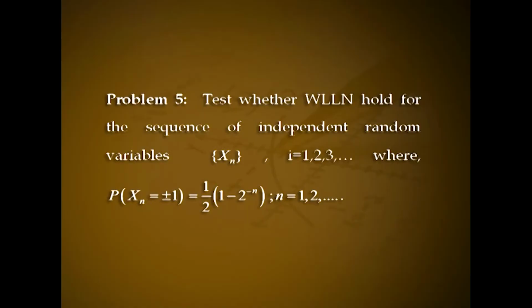Problem 5. Test whether WLLN holds for the sequence of independent random variables xn where P of xn equal to plus or minus 1, that is 1 by 2 into 1 minus 2 raised to minus n for n equal to 1, 2 etc. Solution.